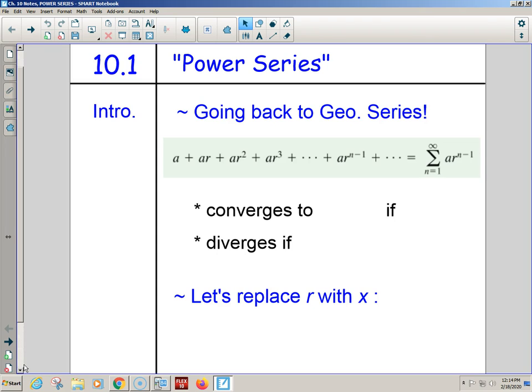I'm curious as to whether or not you'll see it, especially with the question that you asked and the answer that was given. So, here we go. We're supposed to go back to geometric series for the introduction of power series.